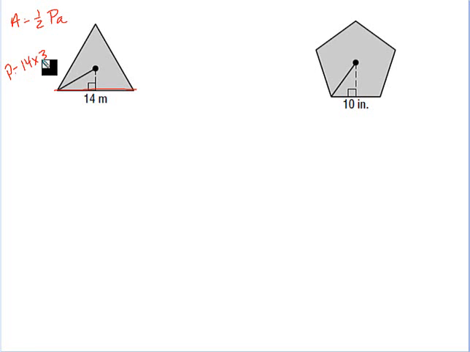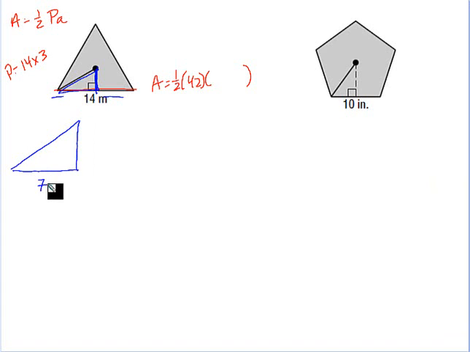Well, 14 times 3 is 42. So the area is 1/2 times 42, and now we need to figure out that apothem. That apothem is right here. So we're going to look at that triangle. The whole length is 14, so just this is 7, looking for the apothem.